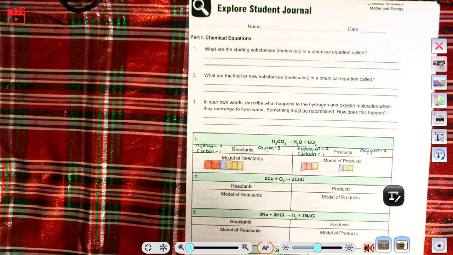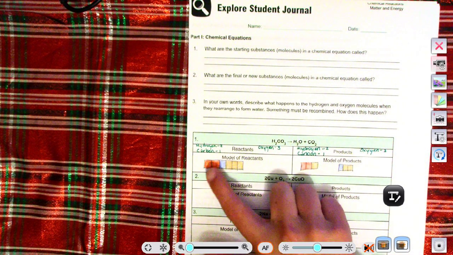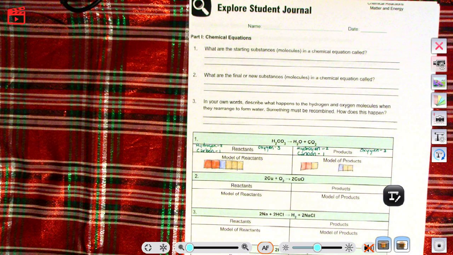Oh, and on this part, I don't think I said it. I just drew it here, but y'all have actual blocks there, so you can use those blocks and make your molecules before y'all draw them. That would be easier. I didn't have that luxury, but yeah, you're gonna actually make your molecules.